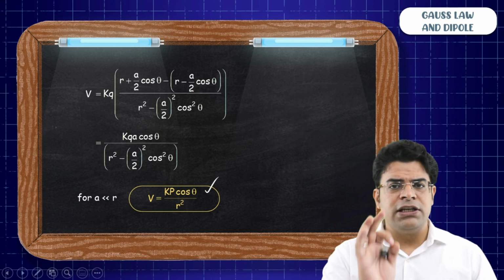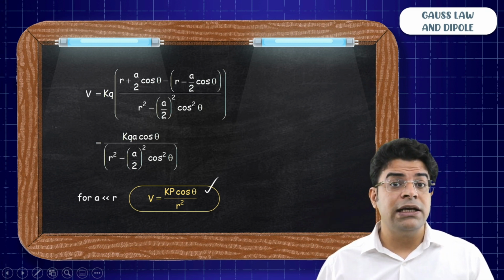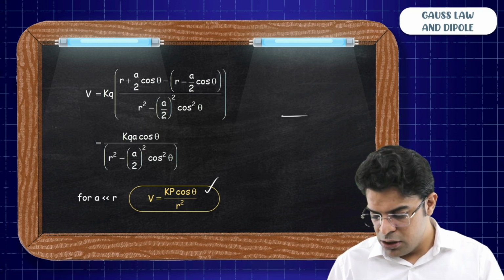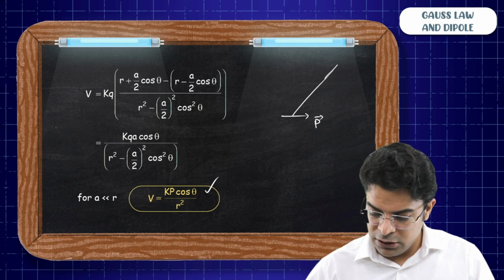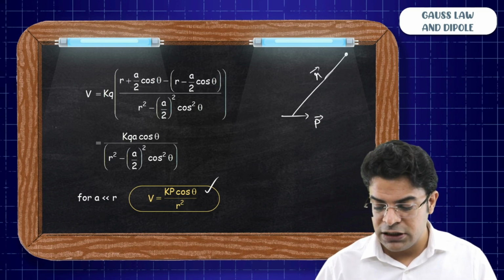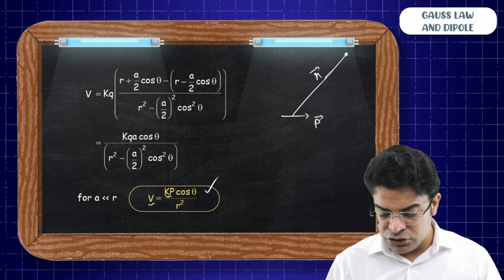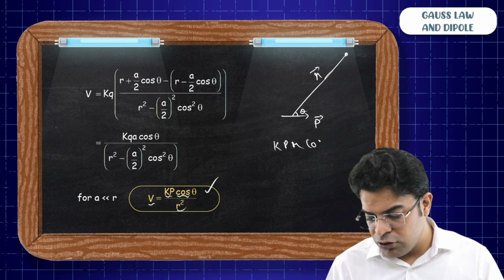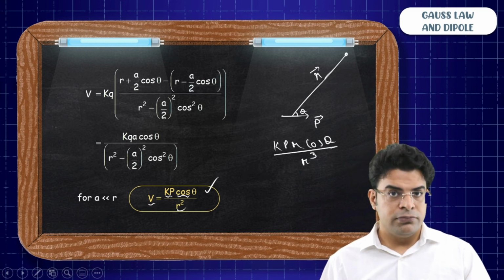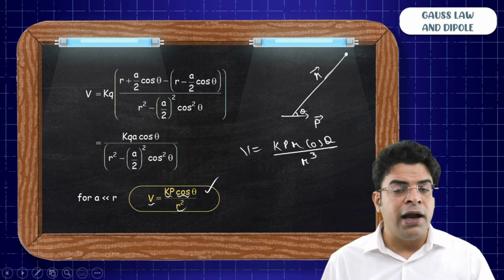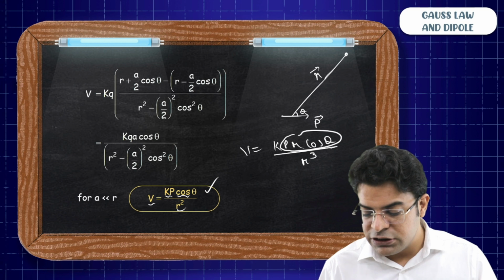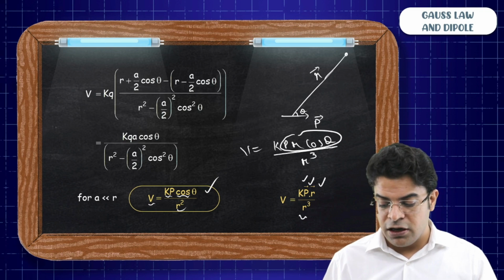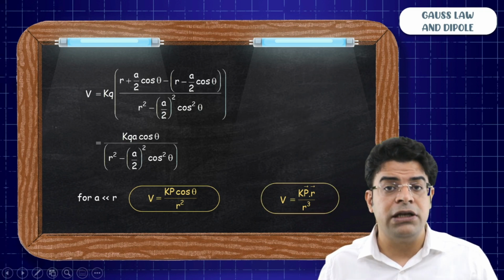Now, we know that the potential is kp cos theta by r square. Potential is a scalar quantity, but we can even write this potential in vector format. How? We have this dipole moment here, and the distance of the point where we are writing the potential is r. Potential equals kp cos theta by r square. Think of it as kp r cos theta by r cube, where I have just multiplied r in the numerator and denominator. You can write this p r cos theta as p dot r. So you can write the potential as k p vector dot r vector upon r cube. This is another way of writing the potential due to a dipole.